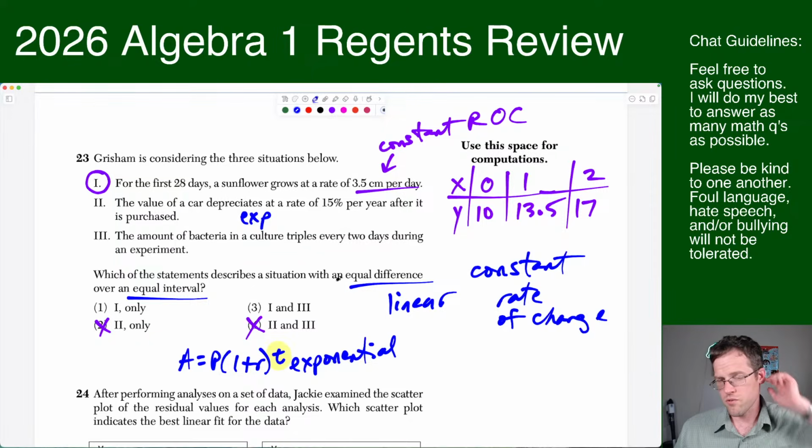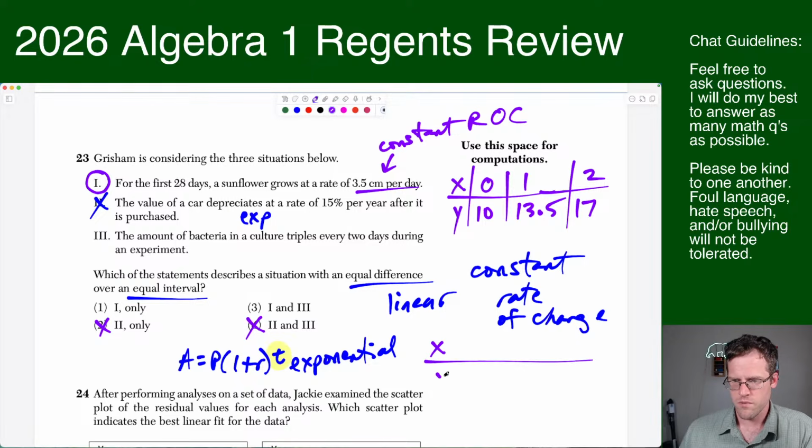Okay, and exponential growth or decay. So 2 is not it. So now let's see 3. If the bacteria triples every 2 days, well, this is also exponential.